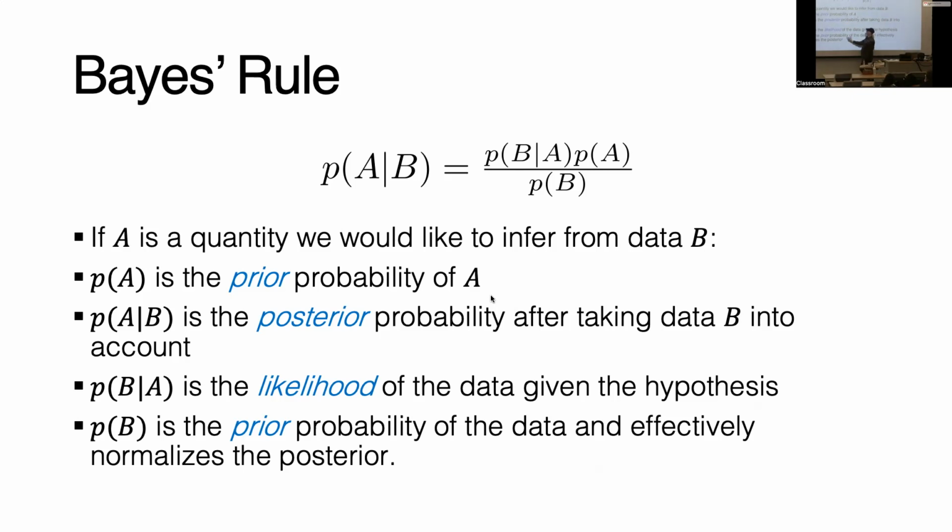This term here, the probability of B given A, is basically the likelihood that we're going to get B, in this case, say a sensor measurement, given A, in this case, our map. And then this probability B is just some sort of prior probability that normalizes this, because if we sum over all possible A's, this needs to normalize to 1.